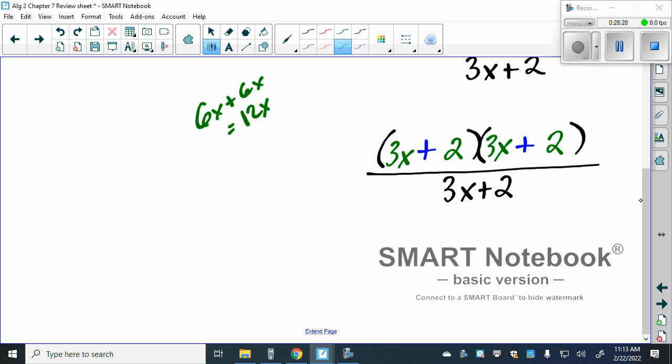And interestingly enough, we do have something in common on top and bottom. So 3x plus 2 and 3x plus 2 will cancel, leaving us with 3x plus 2. Any questions on this here?